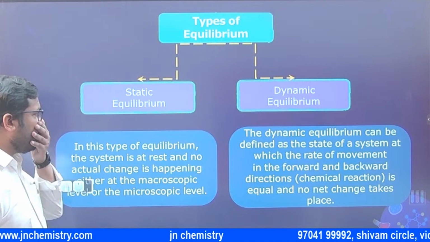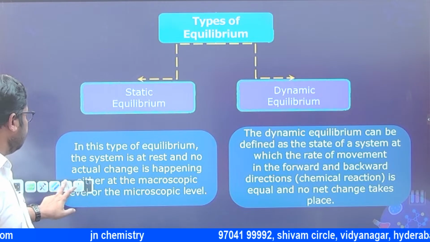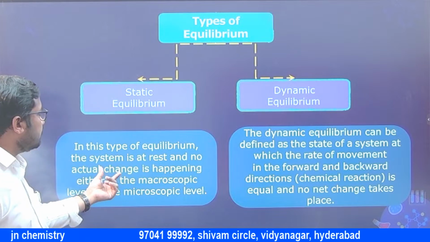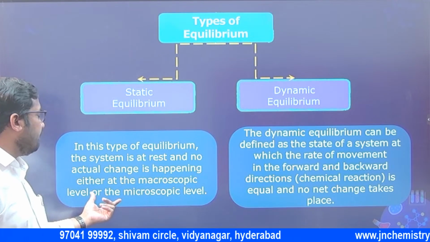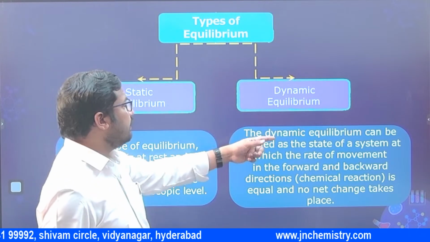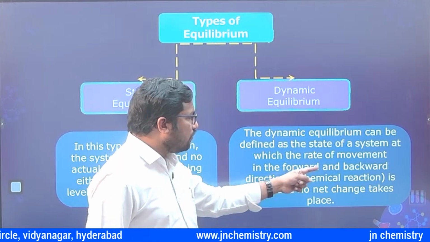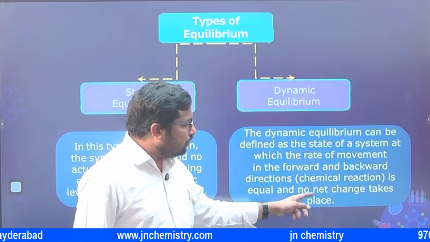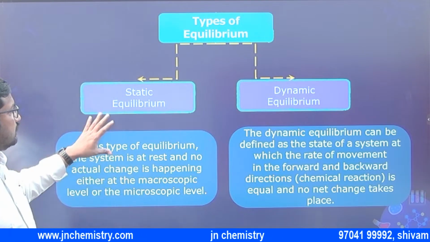Right. Types of equilibrium: static and dynamic. I told you, in this type of equilibrium, the system is at rest, with no actual change happening, at either the macroscopic or microscopic level. Dynamic equilibrium is the state in which the rate of the forward and backward reactions is equal and no net change takes place. Got it everyone? Static and dynamic case.